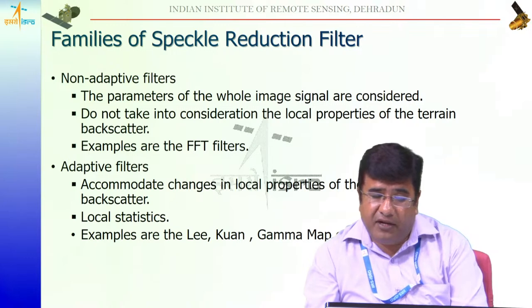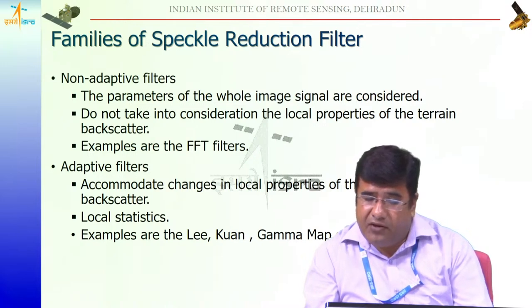So we have different adaptive filters like Lee, Kuan, and Gamma MAP. They are adaptive, meaning they calculate the mu and sigma local statistics from the image itself. Why is it calculating the local statistics?